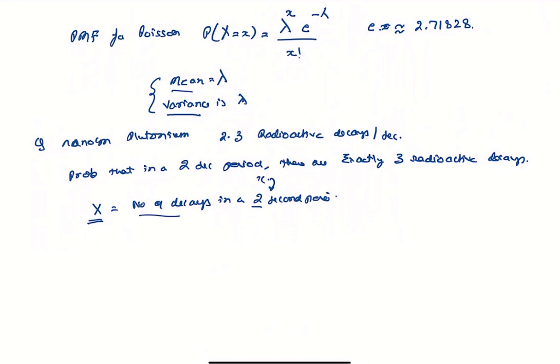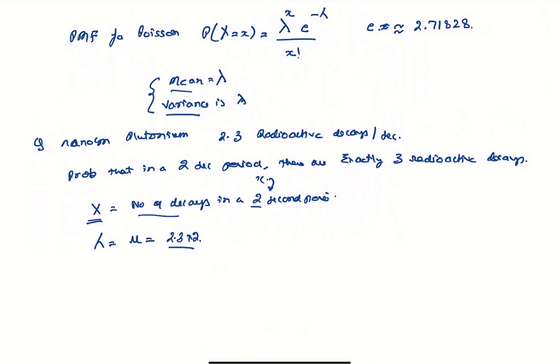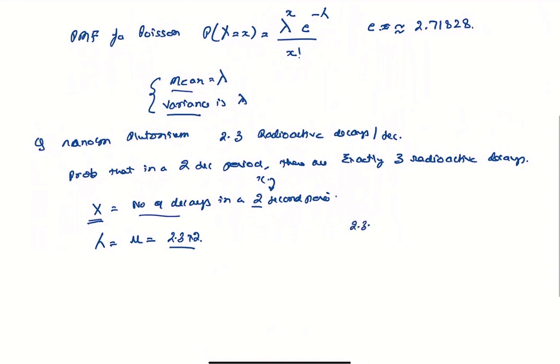So lambda is equal to mu, which is what? The mean number of occurrences in the time period. In 1 second the mean is 2.3, so in 2 seconds the mean number of occurrences is going to be 2.3 times 2, which is equal to 4.6.